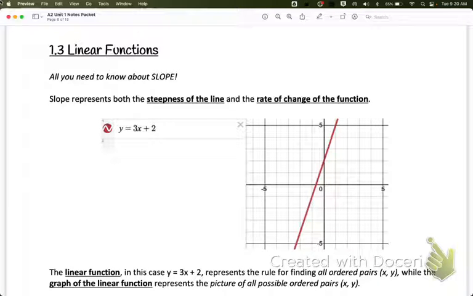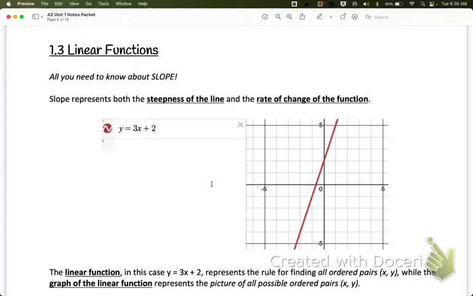In this section, we're going to review what we know about linear functions. So let's start by talking about everything that we should know about slope. Slope represents both the steepness of the line and the rate of change of the function. So if I have a function like y equals 3x plus 2, the slope represents the rate of change of that function. That number also describes how steep or how flat the line is, okay?